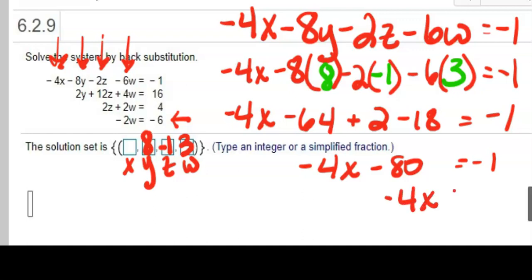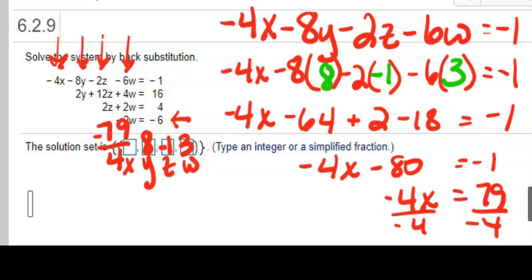All right, so negative 4x equals, add 80 to both sides, we get 79. Divide both sides by negative 4. And we're going to find out that our x value is negative 79/4. Okay, so now we have solved that one. So we're pausing again.